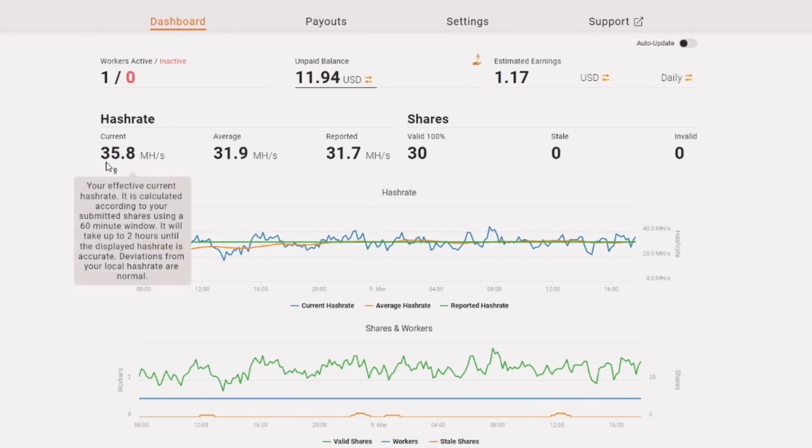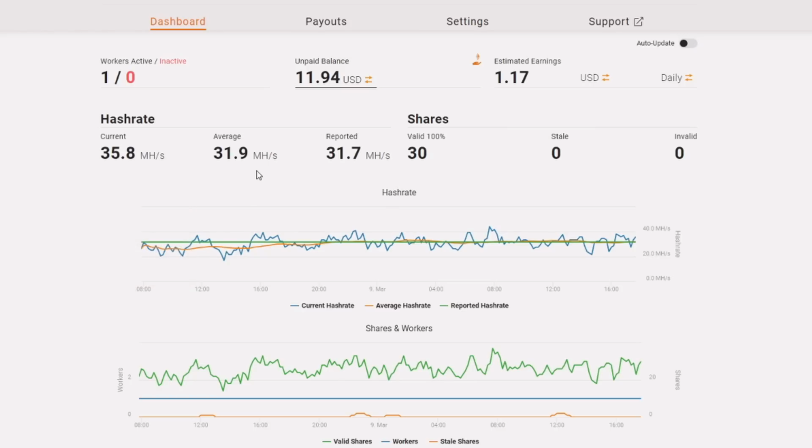Right now it's telling me my current hash rate is 35.8 mega hash. My average though is 31.9 and the reported is 31.7. My understanding is you're actually paid off of the reported, so that's really where you need to focus. Now, the nice thing is if you look at our valid shares, 30, our stale shares, 0, which is fantastic.